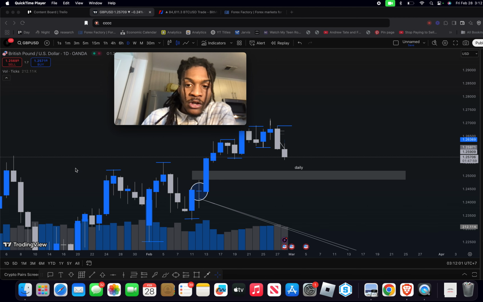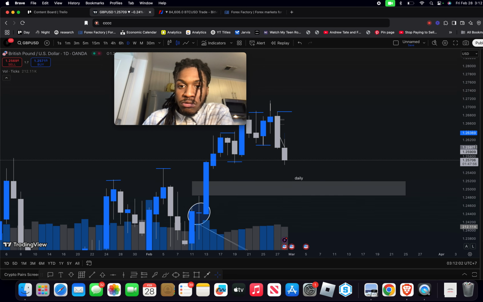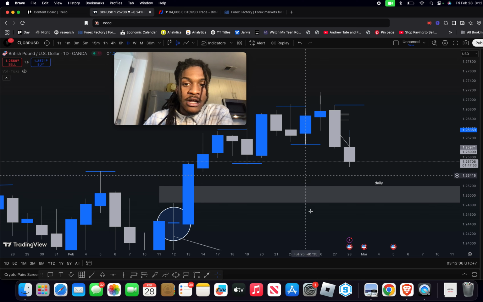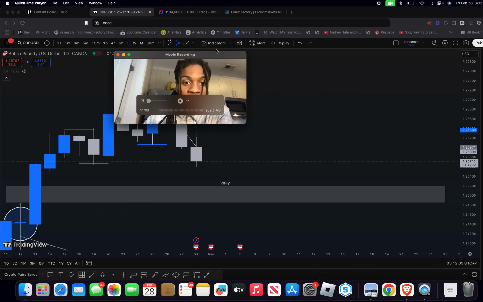So right now we're on a daily chart, and I have the color gray representing bearish price action and the color blue representing bullish price action.